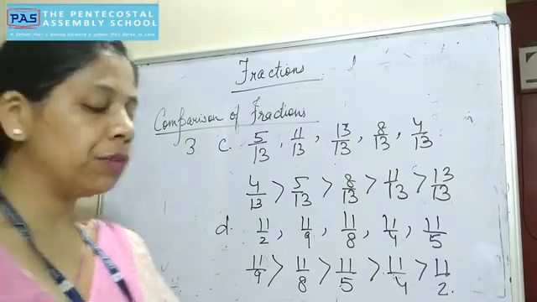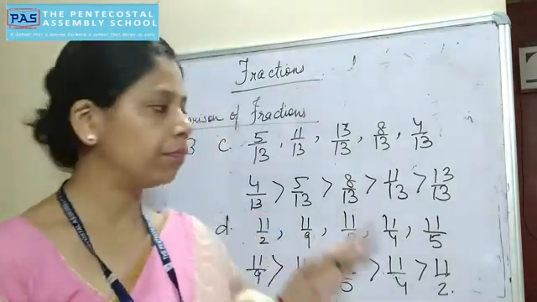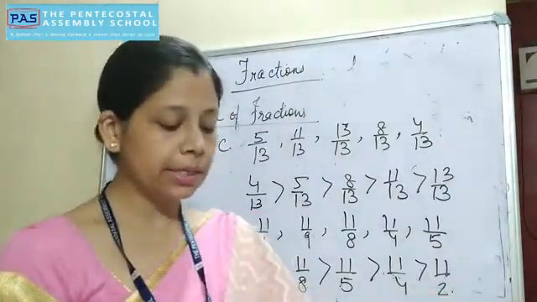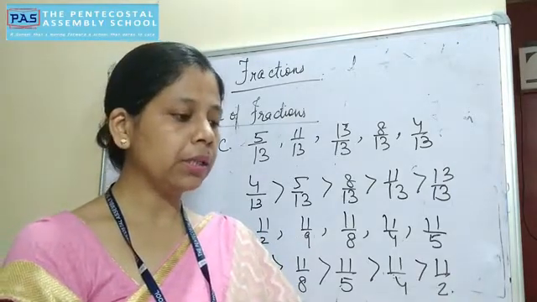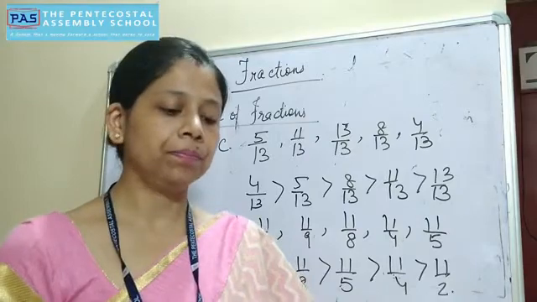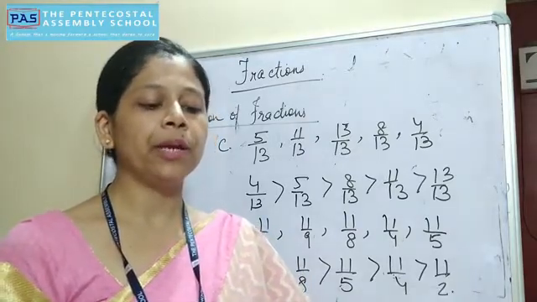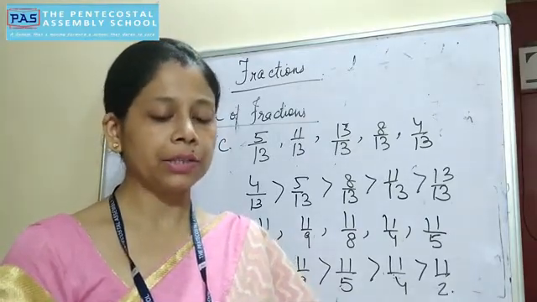Similarly, we will do the descending one. With the same concept, you will do the descending one. Okay, so you will complete that, the descending one. Now come to question number 1. You have to write against each pair whether it is like or unlike fraction.